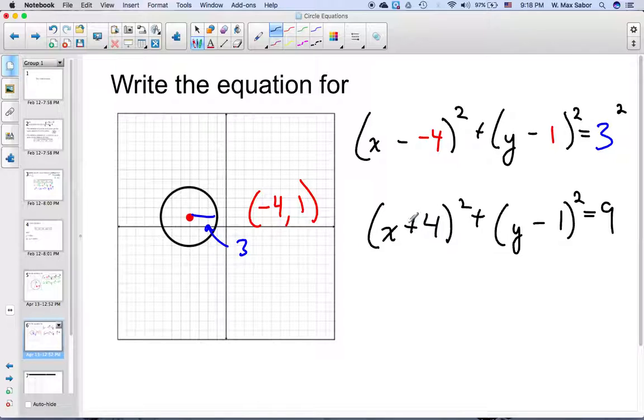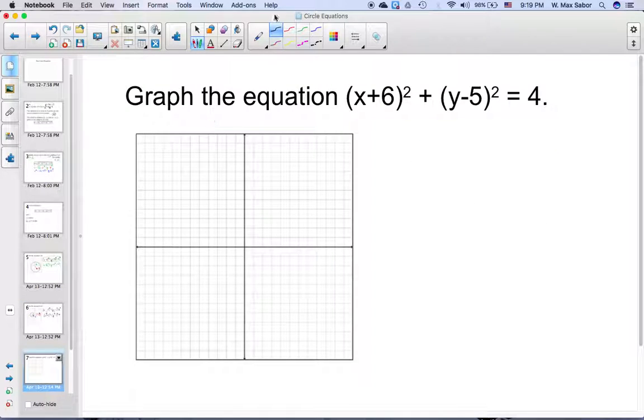Now please note that the signs are changing. When we had a positive 1, it ends up as a negative 1 in our equation. And a negative 4 ends up as a positive 4. That's because the undoing of negative 4 is positive 4. Essentially, negative 4 plus 4 is 0.